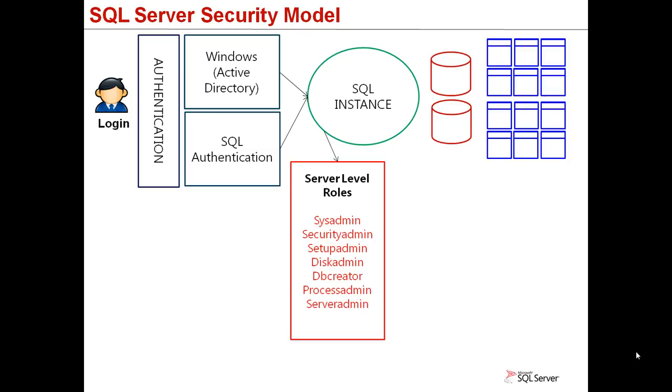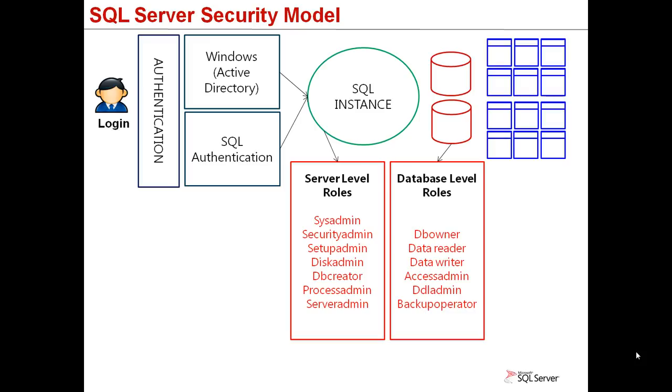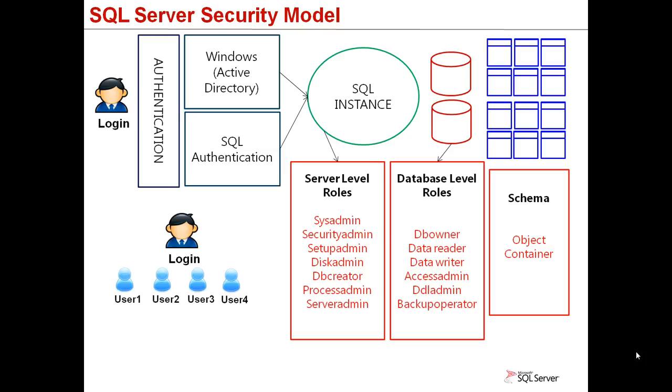And there are the server roles applicable for the whole instance, such as Sysadmin or Security Admin, and some other roles applicable only at a database, in this case user or system database level. That could be DB owner, data reader, or writer as some examples. And finally, the permissions can be on schema level. The schemas are object containers and are commonly used to avoid conflicts with objects with similar names. And a single login can have multiple users related to it.